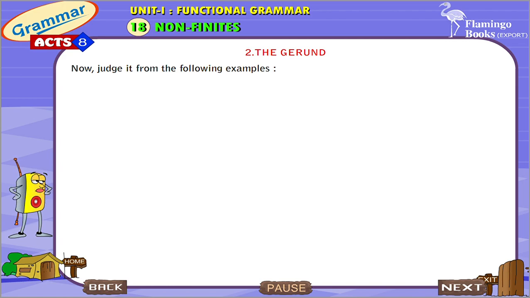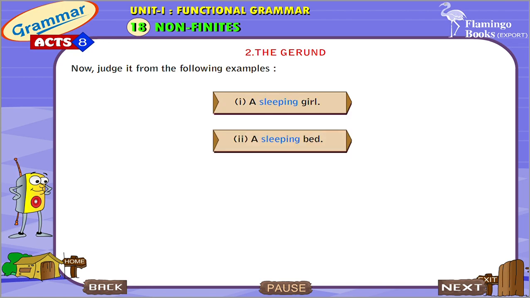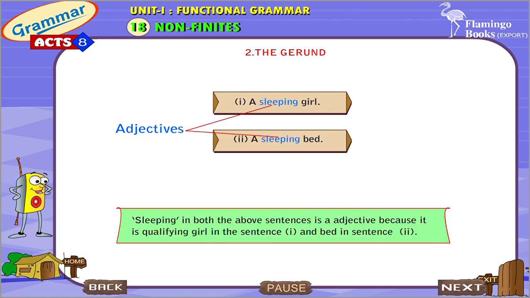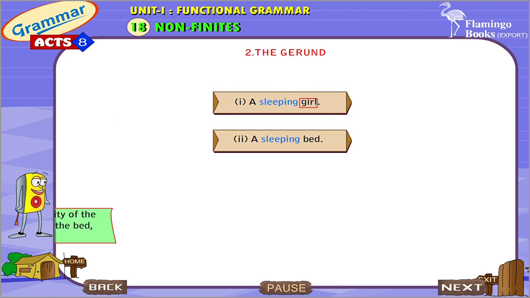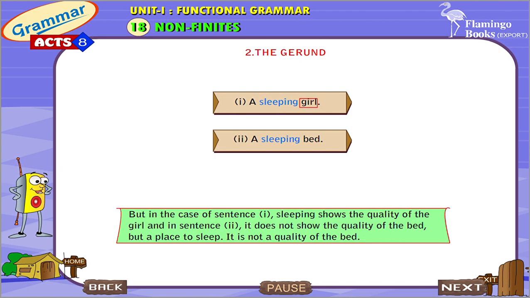Now judge it from the following examples. A sleeping girl, a sleeping bed. Sleeping in both the above sentences is an adjective because it is qualifying girl in sentence 1 and bed in sentence 2. But in the case of sentence 1, sleeping shows the quality of the girl, and in sentence 2, it does not show the quality of the bed but a place to sleep. It is not a quality of the bed.